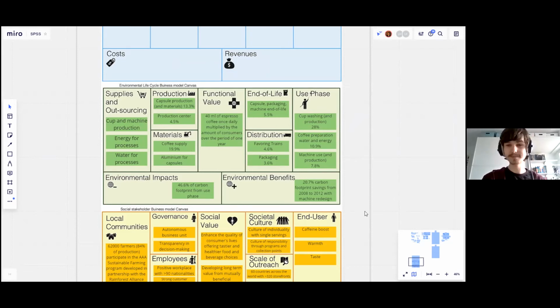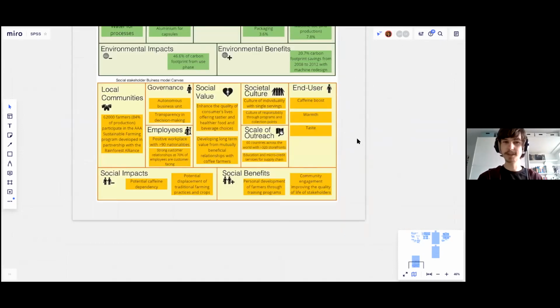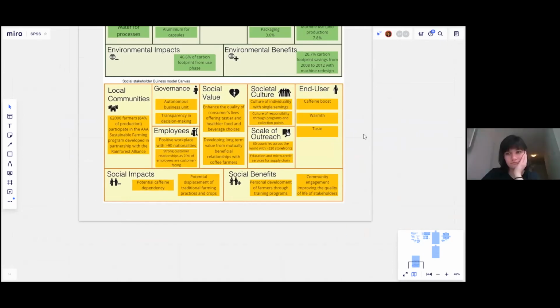take place. Then we can also look at the social stakeholder canvas. And here, social value is central. So it kind of looks into what social effects the products of a company or the actions of a company has on its customers, but also on communities and the world as a whole.